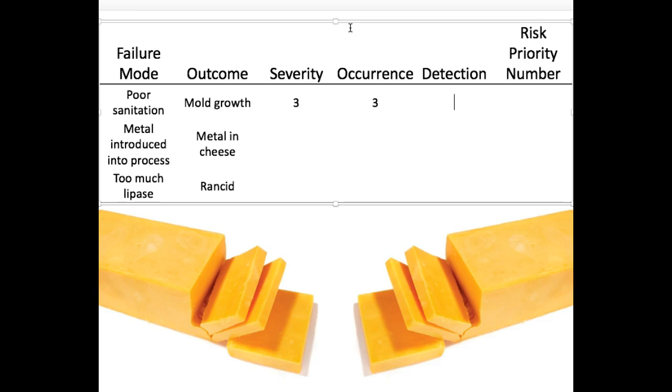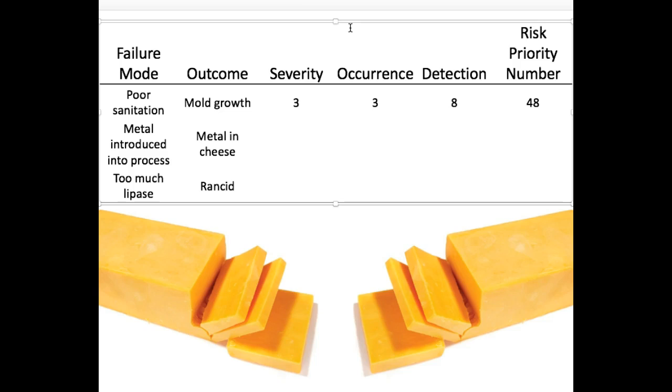So it's hard to detect until that failure happens. Detection is talking about figuring out that failure before it occurs or just as it's occurring. Well, we can't really do that with mold growth in cheese. So I'm going to give this an 8. And that gives it a risk priority number of 3 times 3 times 8, which is 48.